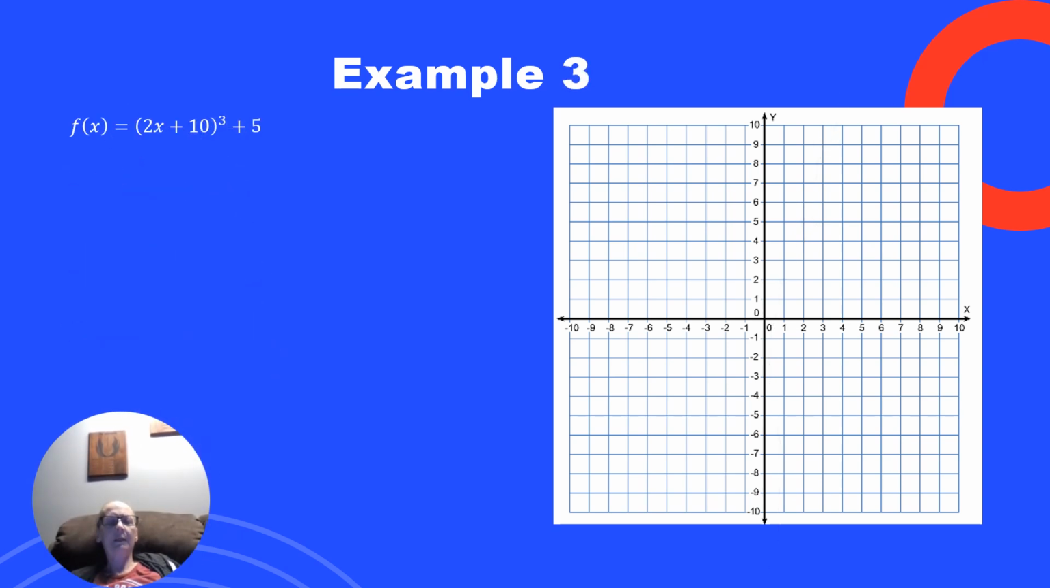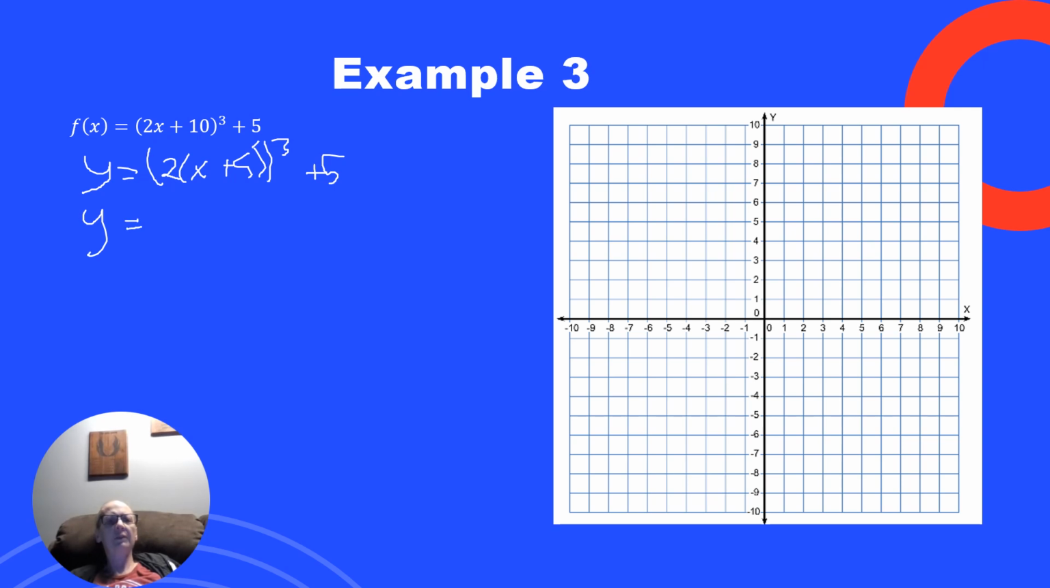For our final example, we have a number inside the parentheses with the x. That means we have to factor that out first, just like we did with absolute value. So I'm going to start by changing my function. I'm just going to call it y because it's faster than writing f of x. And I'm going to factor the 2 out of the inside of the parentheses. So I have (x plus 5) to the third power plus 5. And now we separate it out.